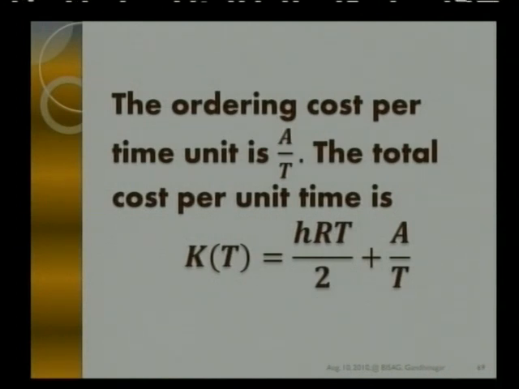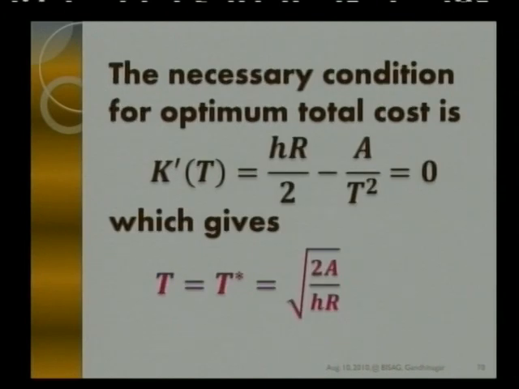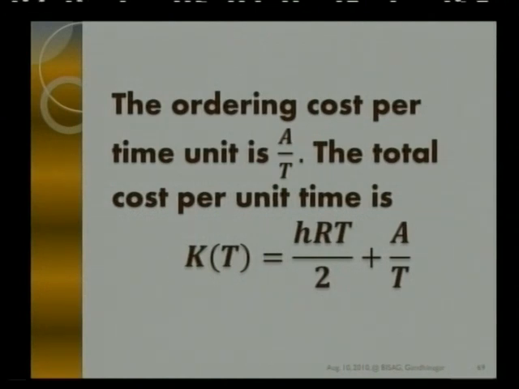The ordering cost per time unit is A/T. The total cost per unit time is now the sum of inventory holding cost and ordering cost, that is HRT/2 + A/T. You can also write this equation in terms of Q. Just put RT as Q. So 1/T you can write in terms of AR/Q.